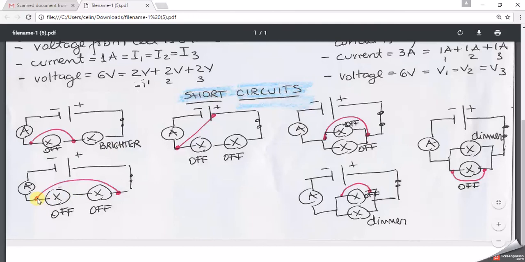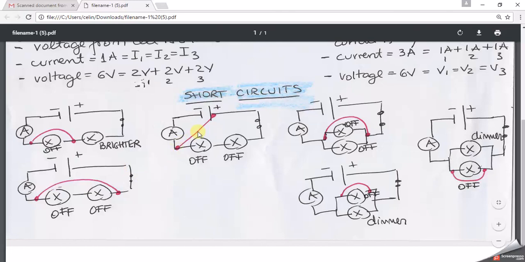If I arrange the wire in the circuit in such a way that it cuts off the first and the second bulb, both of them will be off, because at this moment the current just goes through the pink wire and goes back to the battery and over again. This causes the wires to heat up pretty fast, which is dangerous.